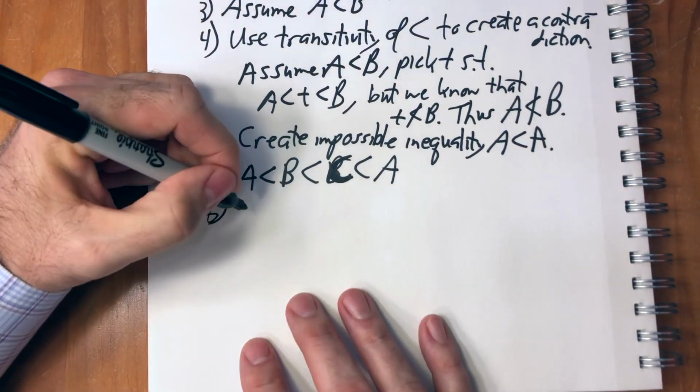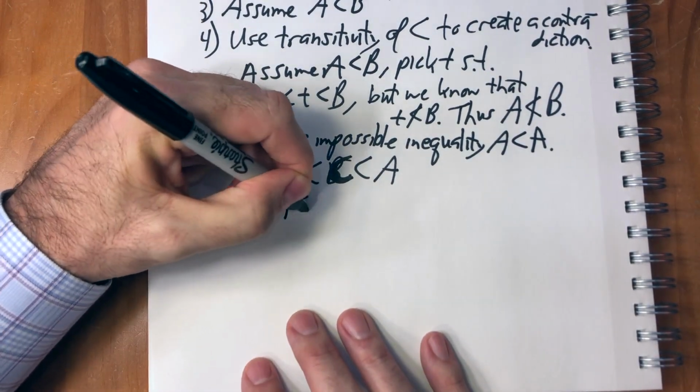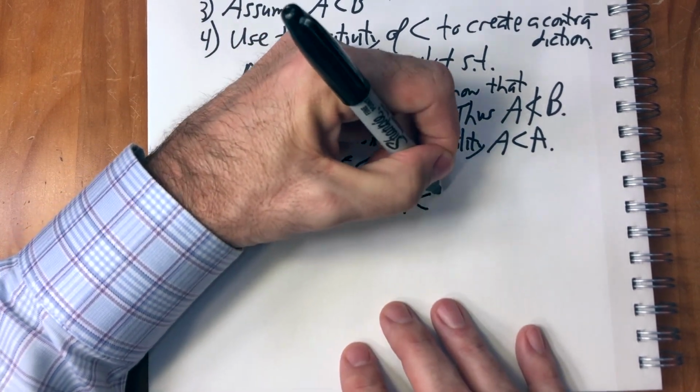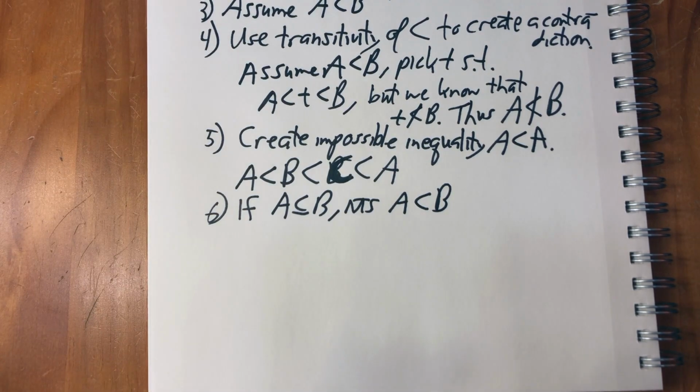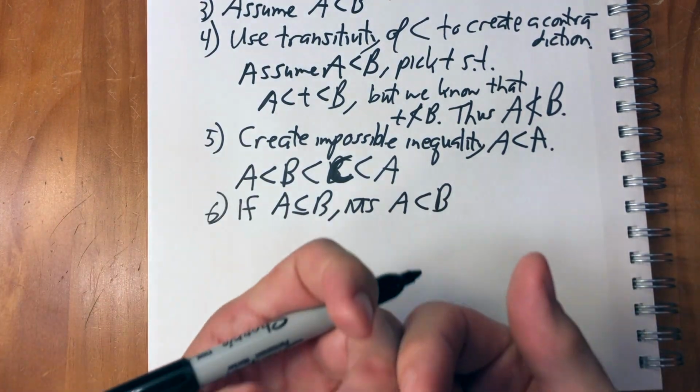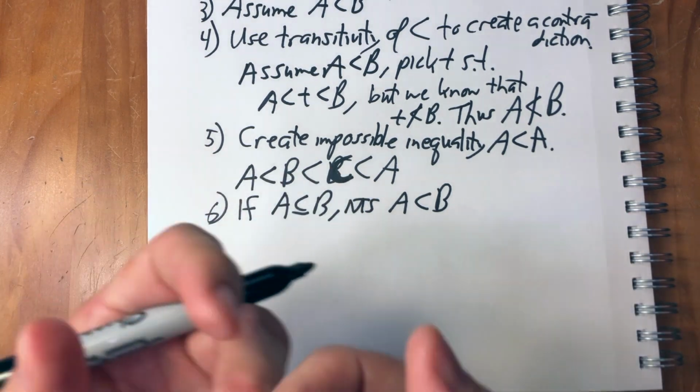So one more thing is that if A is less than or equal to B and we want to show that A is strictly less than B, another way to do that is you basically pry these two apart, because right now they might be equal or they might be A less than B.